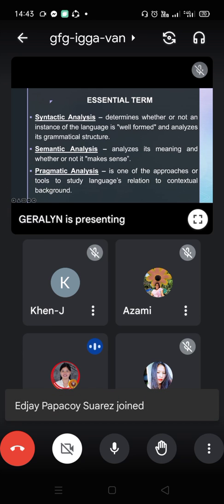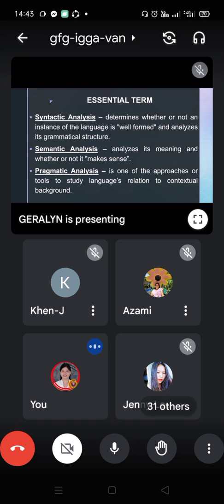Here are the processes that we have to undergo as we do the linguistic analysis. First is syntactic analysis. This determines whether or not an instance of the language is well formed and analyzes its grammatical structure. So take note that syntactic analysis focuses on formation of words and sentences, and analyzing grammatical structure.